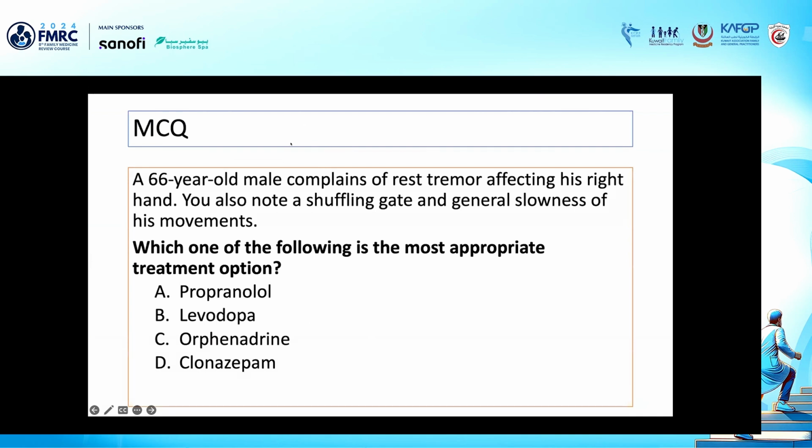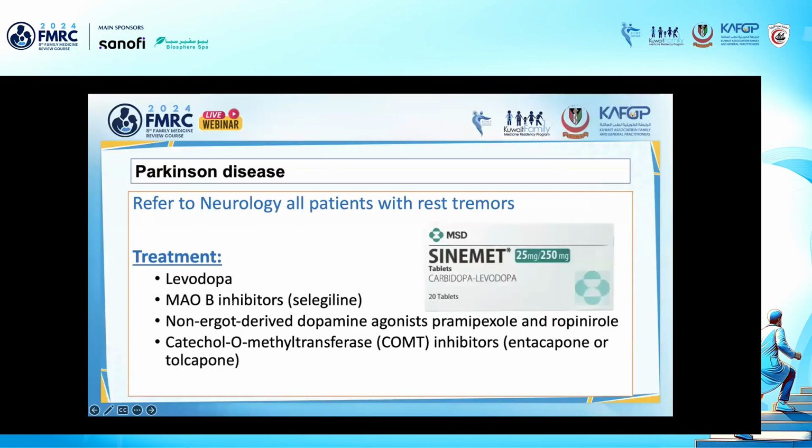Yeah, most of you answered the correct answer, which is, of course, levodopa. This is the classic presentation of a person with Parkinson's disease, and levodopa is considered the first line option in most patients with Parkinson's disease.